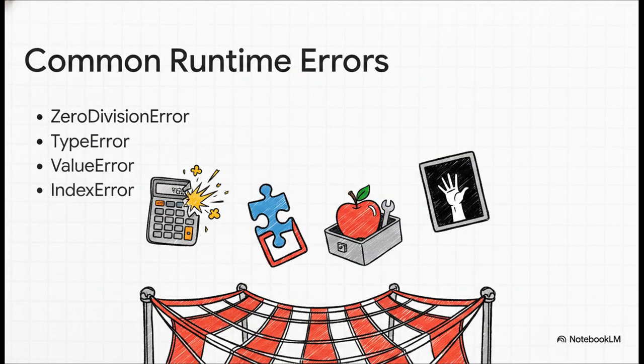Because these runtime roadblocks happen to absolutely everyone. You might get a zero division error when math goes sideways, a type error if you try to combine incompatible data types, a value error when the type is right but the value is wrong, or an index error if you're looking for a position in a list that just isn't there. Thankfully, Python provides a fantastic safety net to catch them.